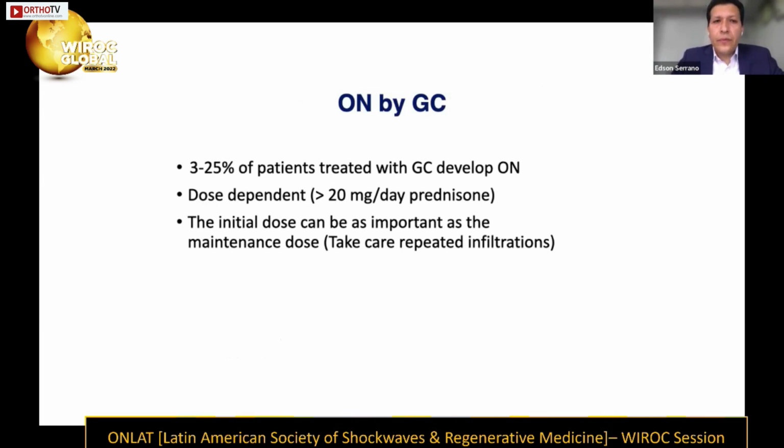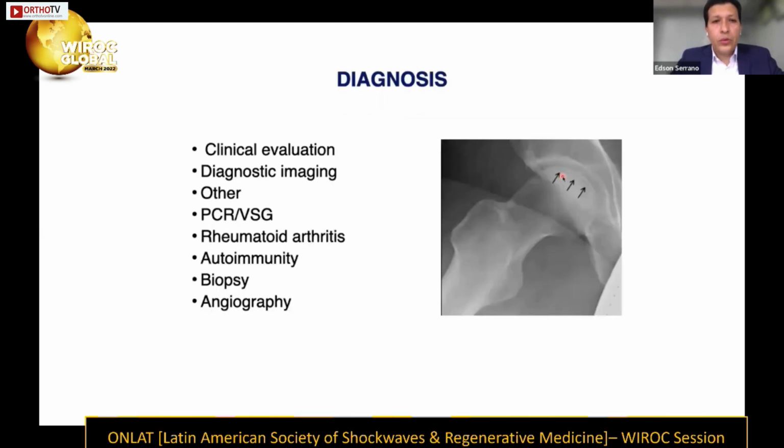Three to 25% of patients treated with steroids develop osteonecrosis. That depends on the dose of these steroids. More than 20 milligrams per day of prednisone carries more risk of developing this condition. The initial dose is very important to develop this condition.